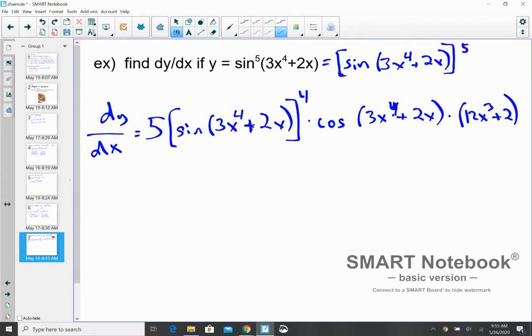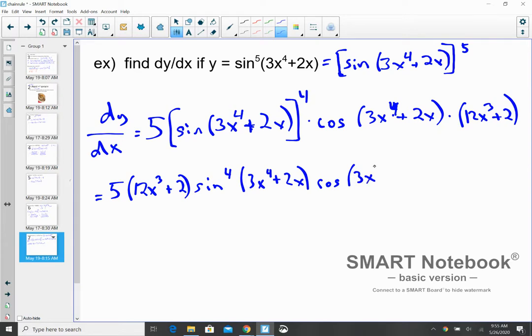All right, let me look. What can I clean up here? Well, the one thing I am definitely going to clean up is I'm going to take that 5, and you don't need to worry about distributing. You could. You could turn that into 60x to the third plus 10. I just took that, brought that in front. Then we have sine to the fourth power, 3x to the fourth plus 2x. And then we have cosine 3x to the fourth plus 2x.